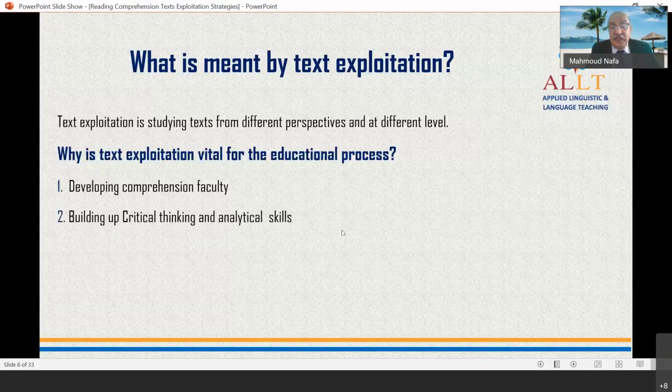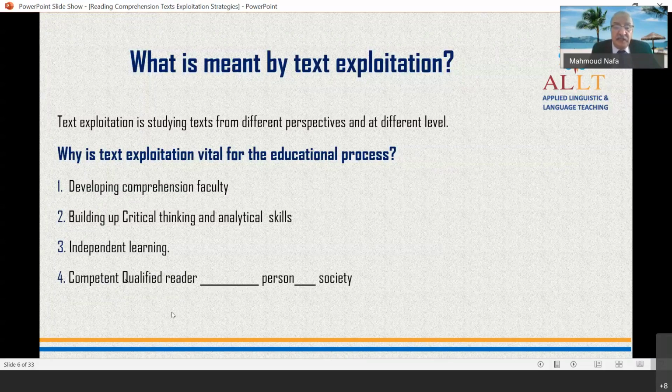Second, when we read the text from different perspectives, we will gain more critical thinking and analytical skills. Why? In order to have independent learners. Because if we have independent learners, we will have qualified, competent persons, and we will have an educated society.